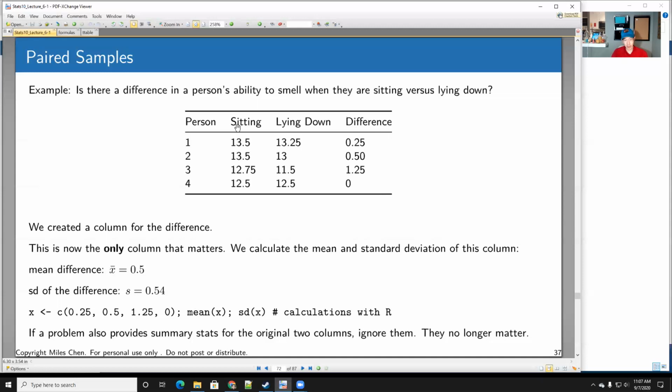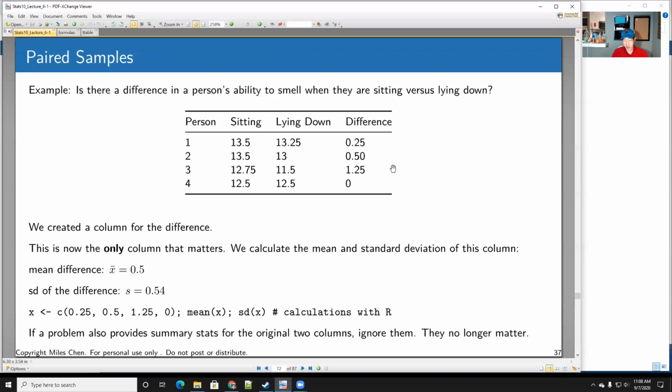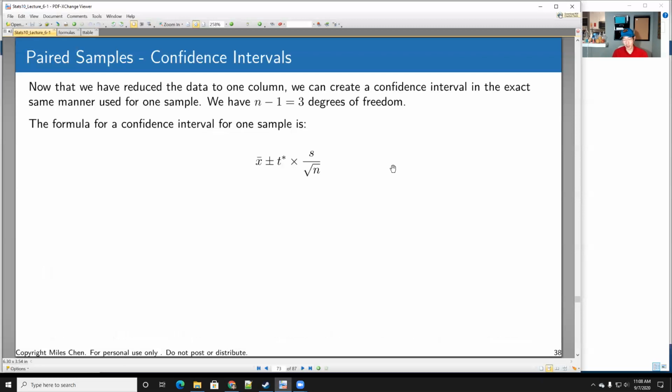In some problems, they might also give you the mean and the standard deviation of the sitting down scores and the mean and standard deviation of the lying down scores. Those are just there to distract you. Just ignore them, okay? They no longer matter. Once you've calculated the difference column, that's the only column that matters. These columns no longer matter. Once you get the difference, that's it. Now that you only have the difference column, it becomes just a problem of one sample.